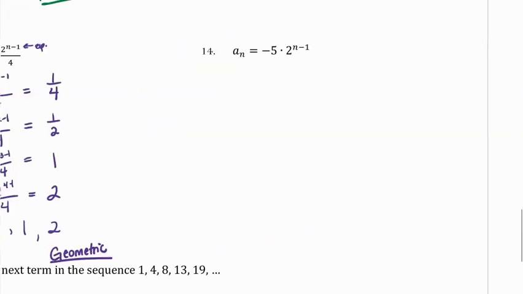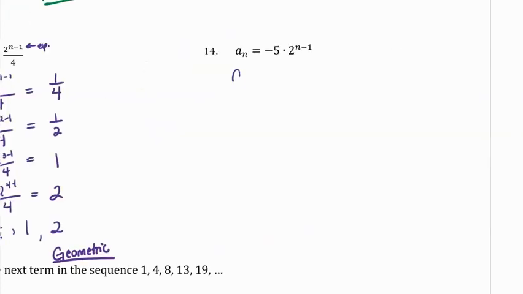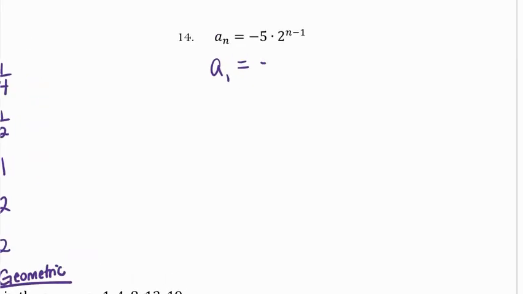And the last one over here, if you tried this one, our first term, again, be careful on your order of operations. -5 times 2 to the 1 minus 1. That 1 minus 1 is 0. Do your exponent first. So 2 to the 0 power is 1. -5 times 1 gives us -5.